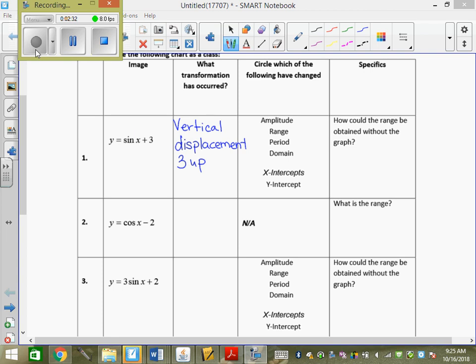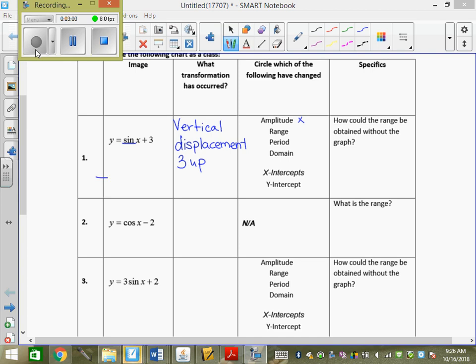Now, if I move it vertically up or down, does that change my amplitude? Does it make it a bigger amplitude or a smaller amplitude? No, it just takes my graph and shifts it up or down. So it's not going to change my amplitude. Will it change my range? Absolutely. If my range was 0 to 3 and I'm moving it 3 up, it's going to be 3 to 6 now, right? So this graph, let's say it's a basic sine graph.